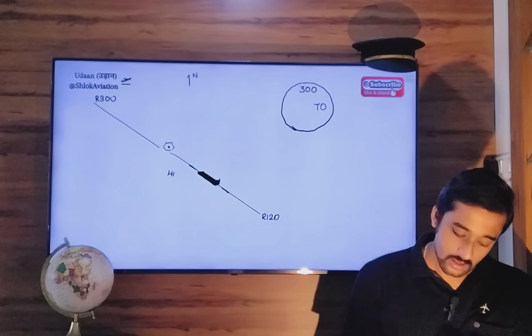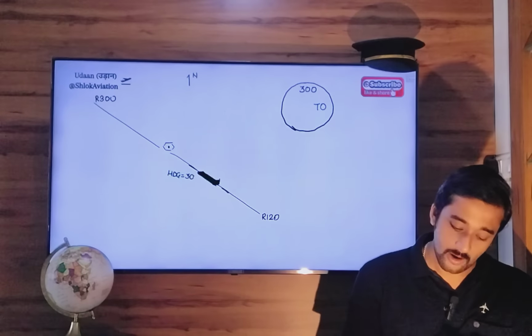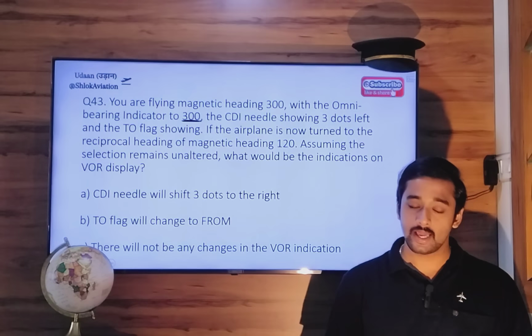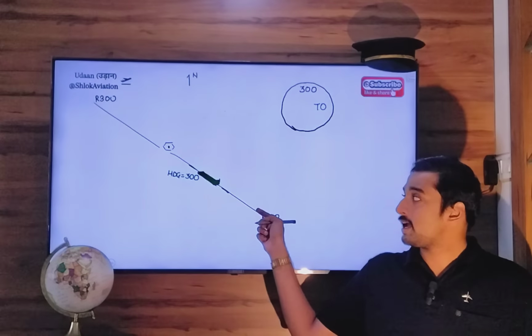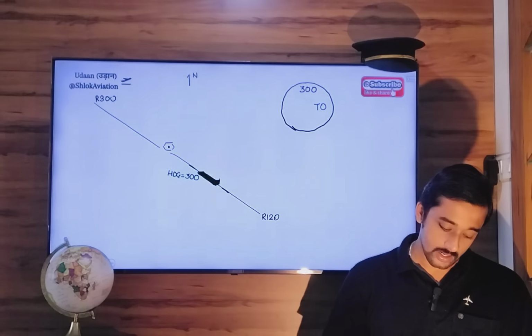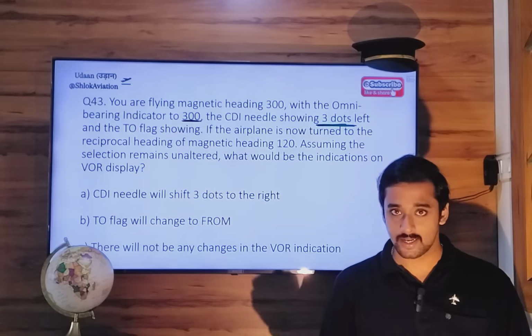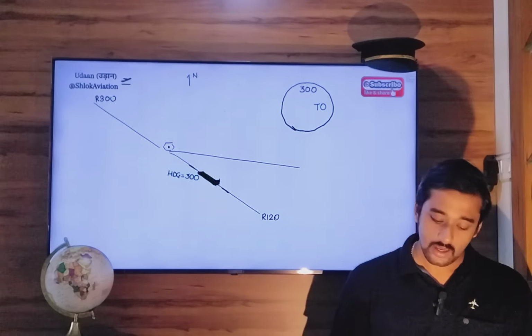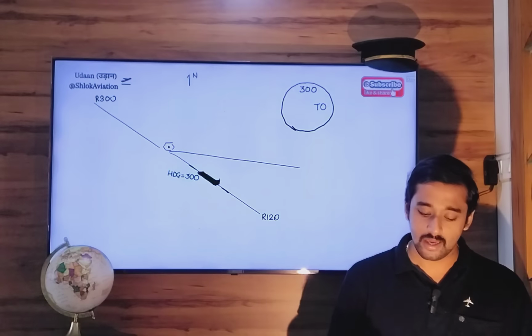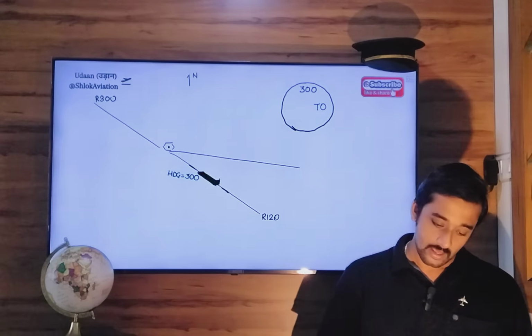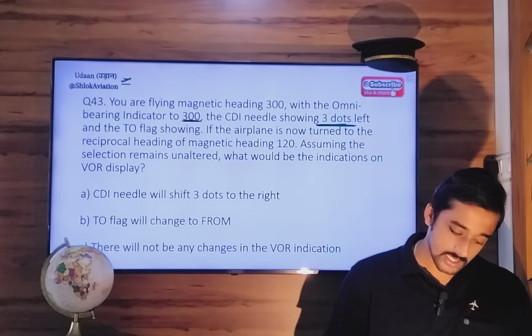heading 300. So you are flying that heading 300 correctly, but you are not on the radial 120. You are not flying inbound radial 120. You are deviated 3 dots right hand side. Okay, you are not established on radial 120. You are currently established on a radial other than 120, maybe radial 110, any radial less than 120. How? Now the CDI is showing 3 dots left indication.